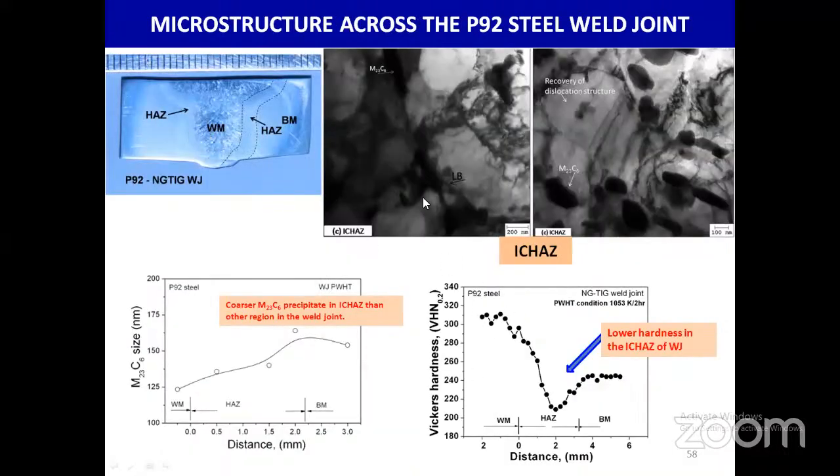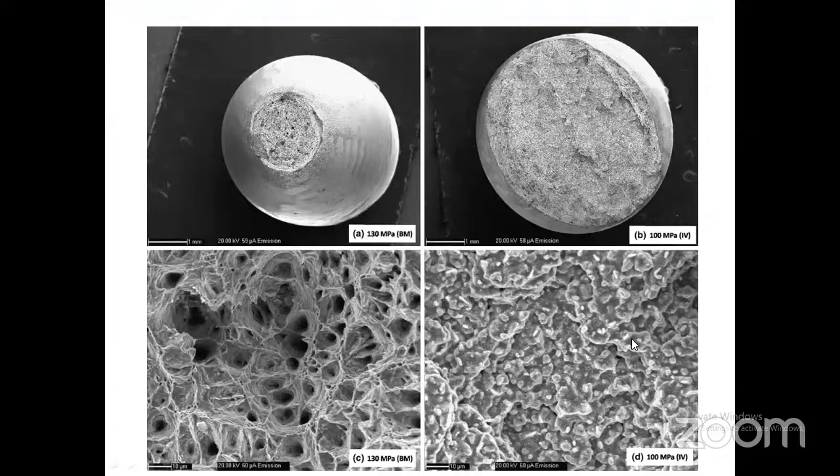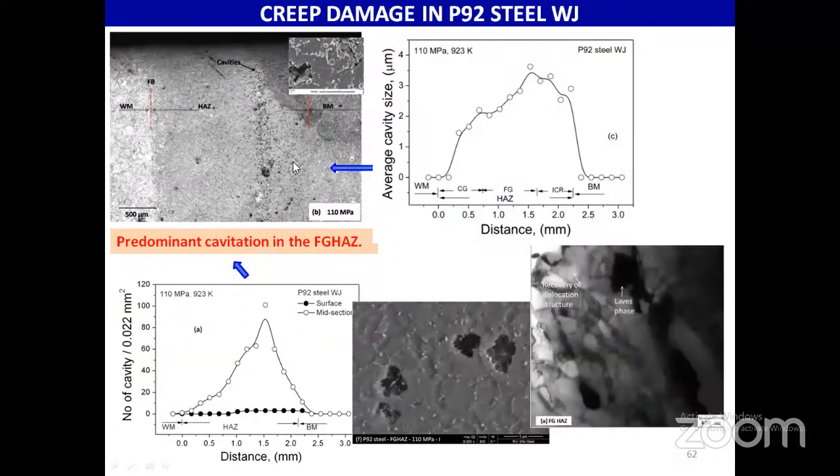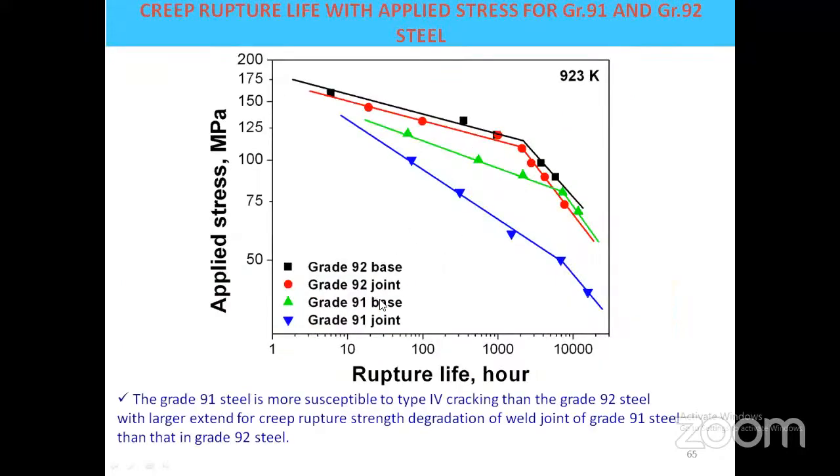This weld joint also we studied, and this also typically failed by type 4 cracking, in a brittle manner with localized creep cavitation. If you look at this graph, the grade 91 base material is the green line, and blue is the weld joint. There is a drastic reduction in the life of the weld joint as compared to the base metal of grade 91 steel.